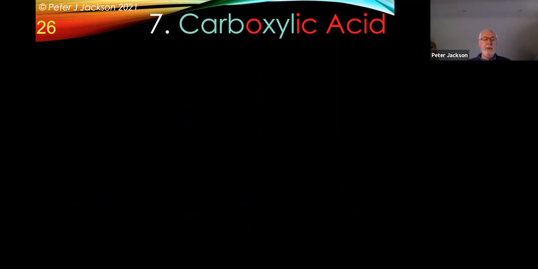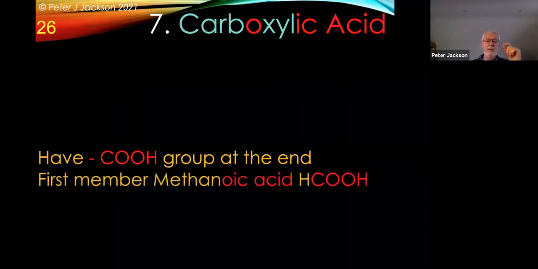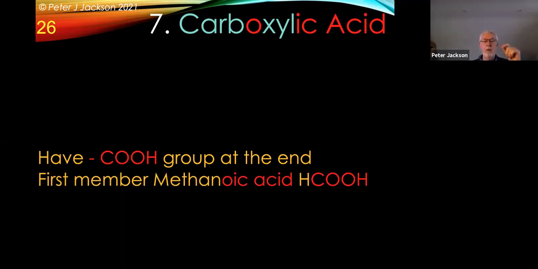Then the penultimate functional group, the homologous series you have to know, are the carboxylic acids. They all end in -oic acid. Their names end in -oic acid. Right? So when you look at the formula, they have a COOH at the end. The first member is methanoic acid, HCOOH. It's got a COOH at the end, so it's an -oic acid. It's got 1 carbon, so it's methanoic acid.